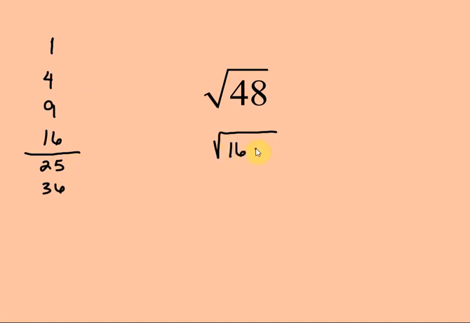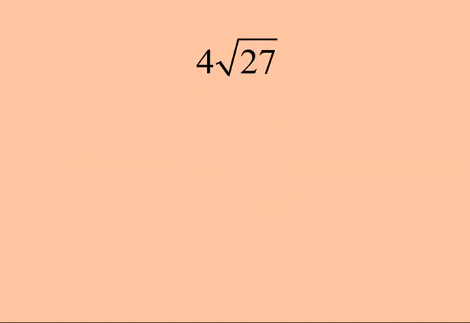16 times 3 is 48. The perfect square, 16, gets to come out of the radical as 4 because the square root of 16 is 4. And the 3 stays under. So 4 square root 3 is my simplified radical.